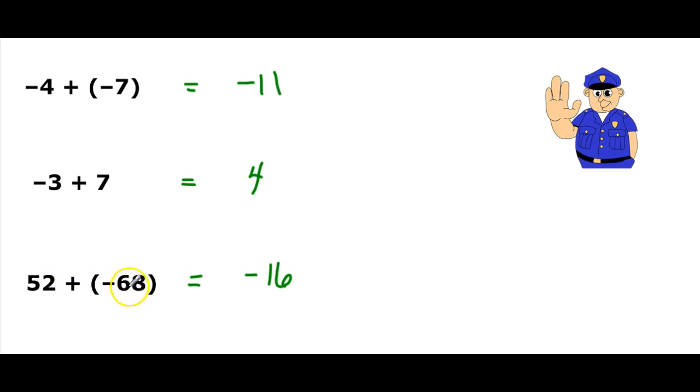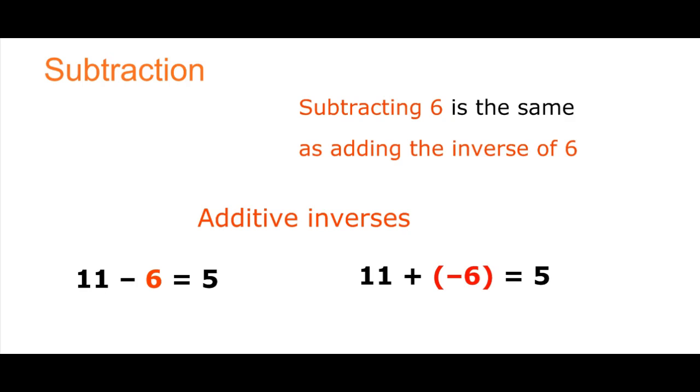Different signs, subtract. 68 minus 52 is 16. Keep the sign of the larger. The larger sign was negative, so this is a negative 16.